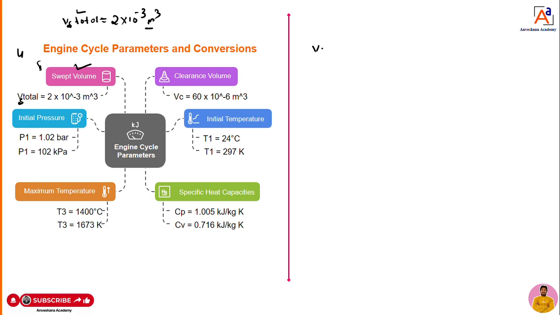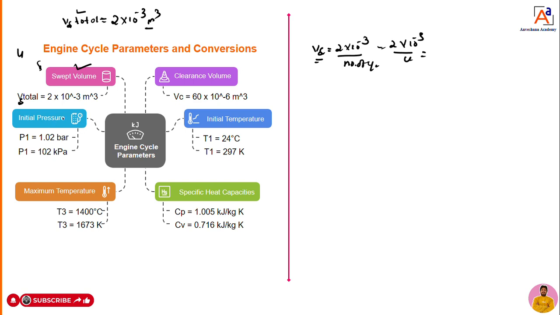Okay, so now we know the swept volume. If I want the individual swept volume, what can I do now? 2 × 10^-3 divided by the number of cylinders. How many cylinders are there? You can mark the number of cylinders here. 2 × 10^-3 divided by 4. Then you will get the swept volume for an individual cylinder. That we need to calculate here now.